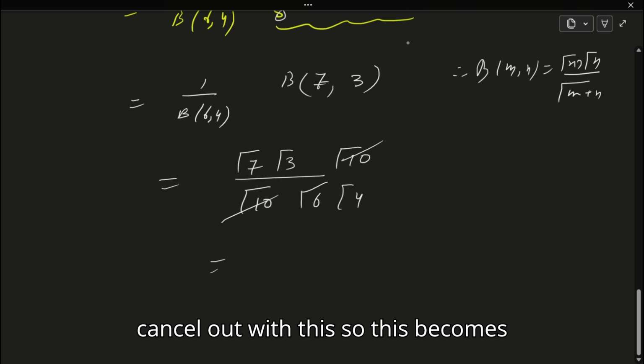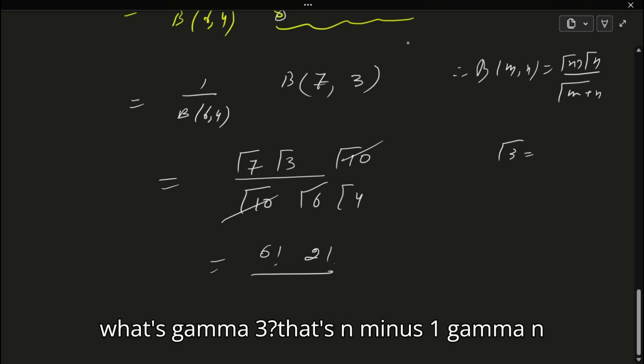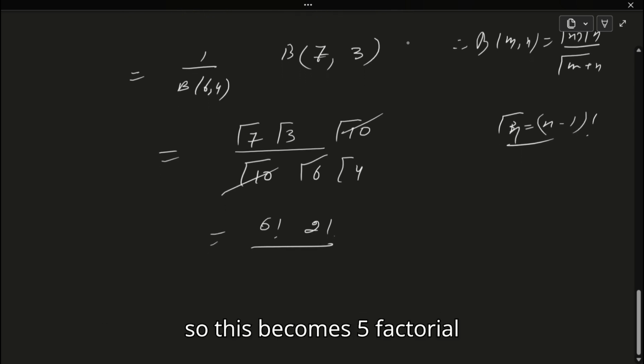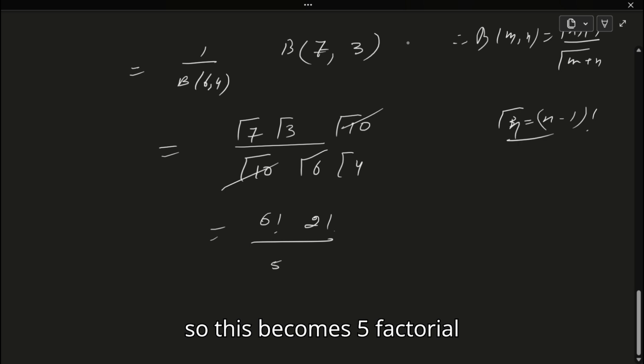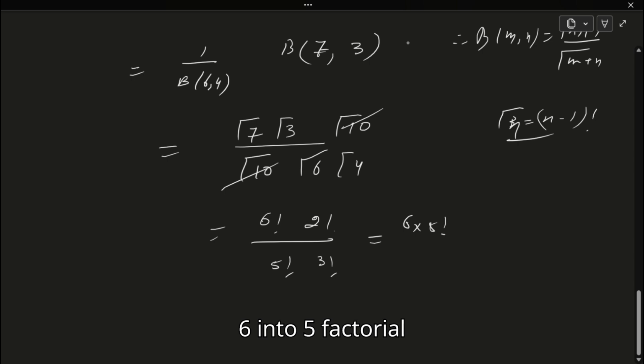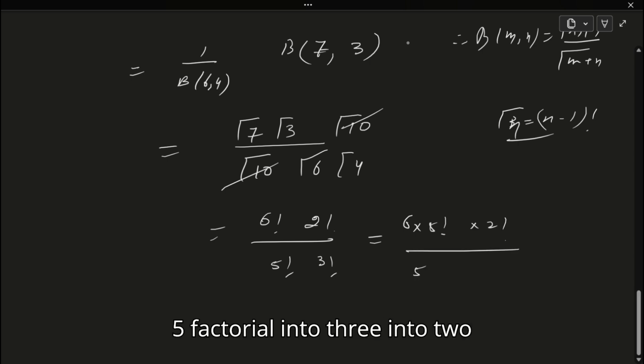So this becomes 5 factorial, this is 2 factorial. What's gamma n? Gamma n is n minus 1 factorial. So this becomes 5 factorial and this becomes 3 factorial. As you know, 6 into 5 factorial multiplied by 2 factorial, divided by 5 factorial into 3 into 2 factorial.